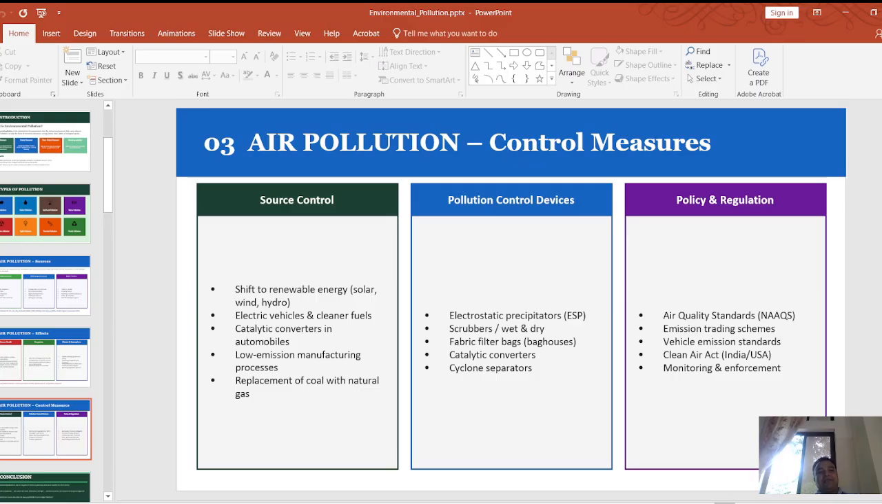Various pollution control devices are used to remove pollutants before they enter the atmosphere. These include electrostatic precipitators, scrubbers, fabric filter bags or baghouses, cyclone separators, and catalytic converters. Government policies and regulations are equally important. Strong legislation, continuous monitoring, strict enforcement, and public awareness are essential for maintaining clean air and protecting public health and the environment.